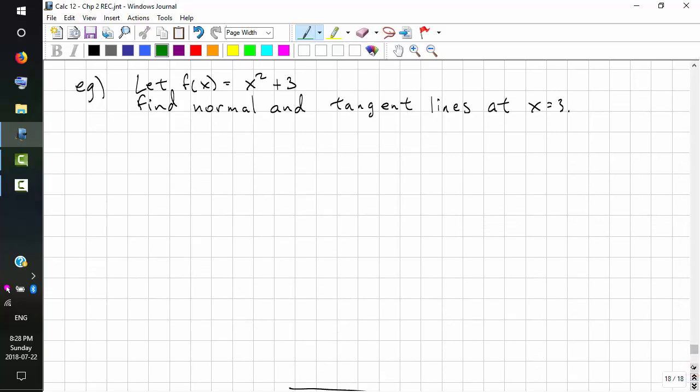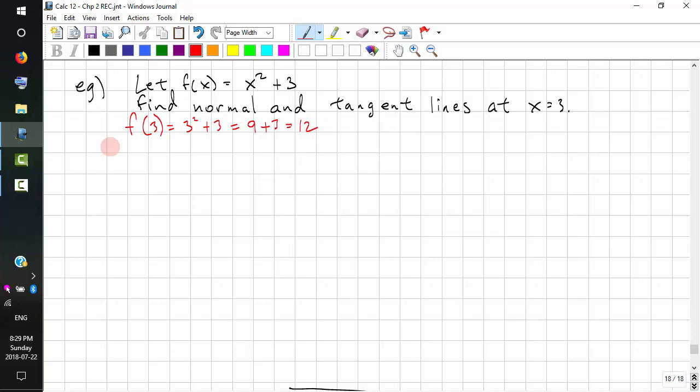Okay, a slightly differently worded question. Find the normal and tangent lines at x equals 3. Okay, before we find our tangent line, let's find f of 3, so we don't forget to do this later. That's 3 squared plus 3. That's 9 plus 3. That's 12.